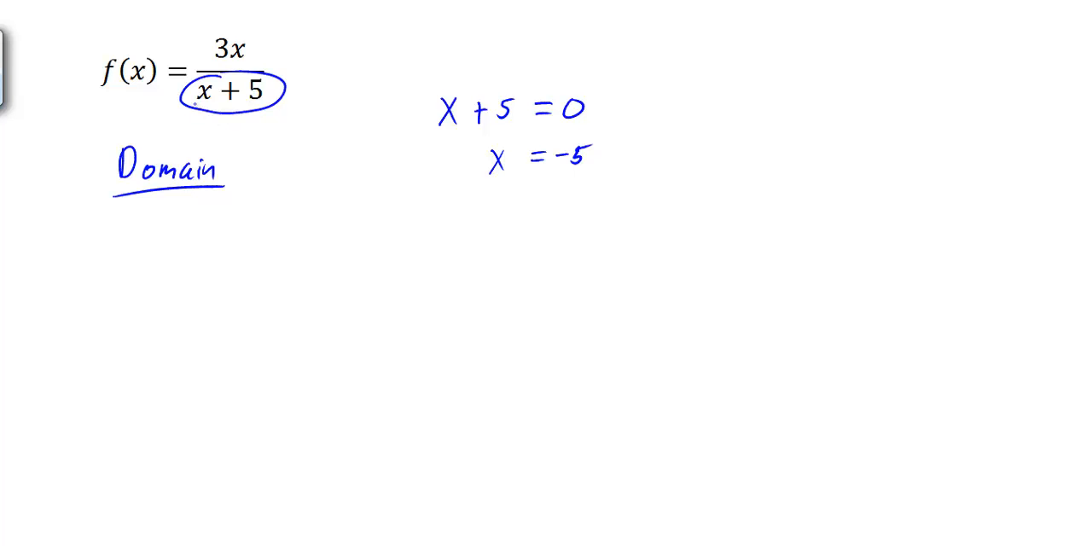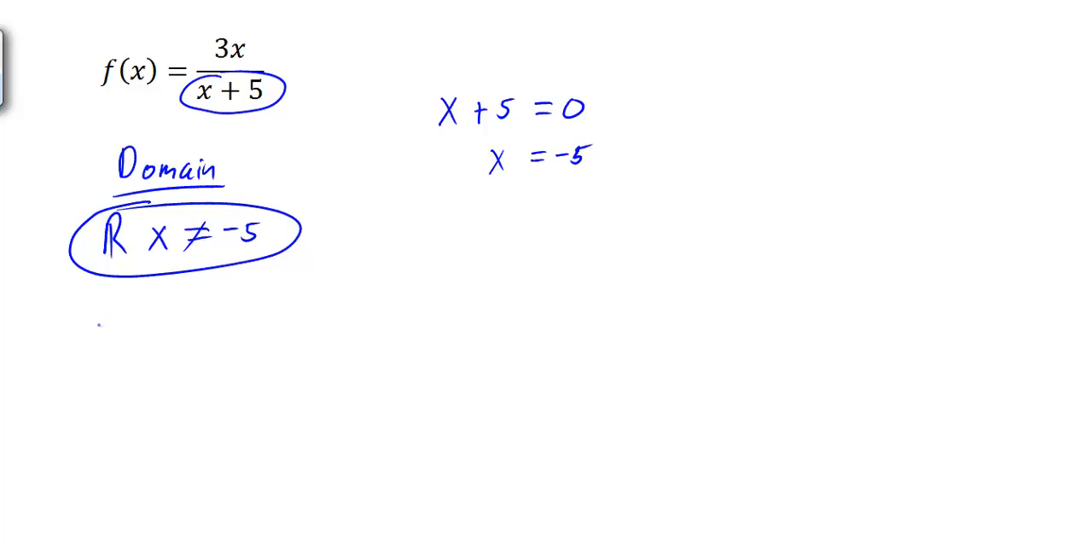So that means the domain is going to be all real numbers. So we could say all real numbers, where x does not equal negative 5. So we could write it this way. So this is all real numbers except for when x equals negative 5. x cannot be equal to negative 5.